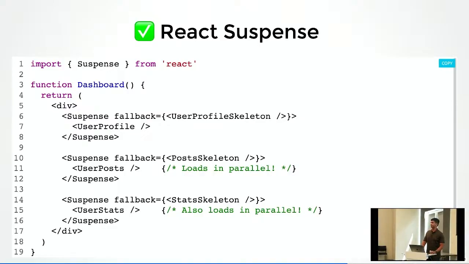Now again, in the Next world, some people are probably like, we don't do that. Well, Next does a lot of things for us. So does anyone know how Next handles this by default? Loading.tsx, yeah. You can have a parent level loading.tsx, which should essentially listen to this. But if you want to get granular, you can include Suspense boundaries in your components as well.